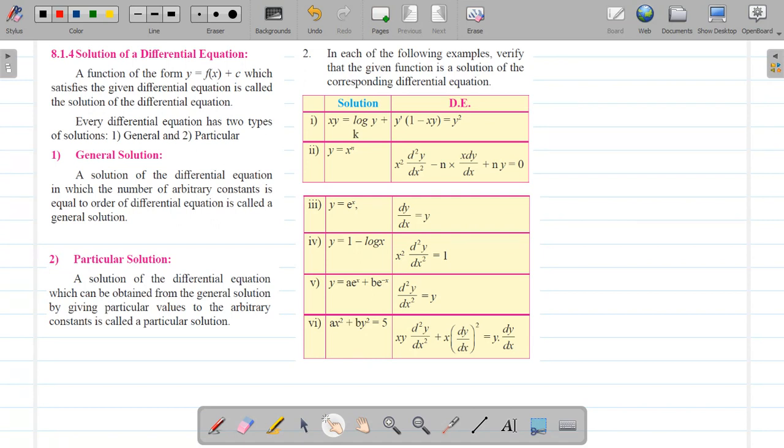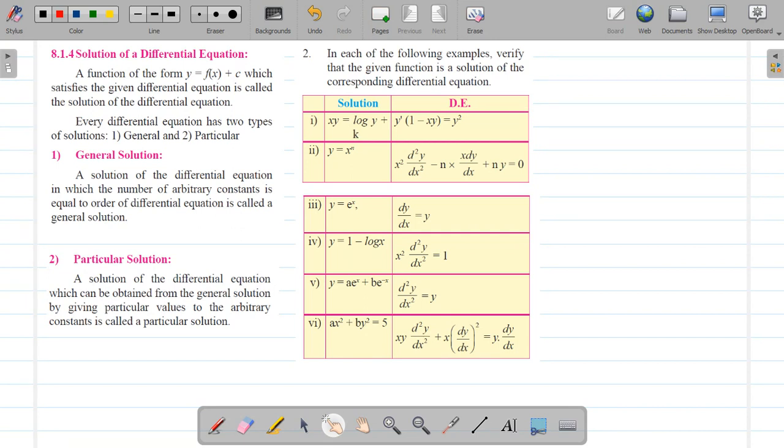And then next is the particular solution. A solution of the differential equation which can be obtained from the general solution by giving particular values to the arbitrary constants is called a particular solution. So general solution and particular solution are the two types of solution of a differential equation.